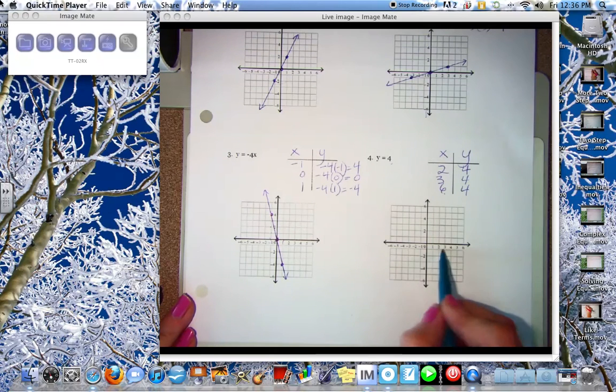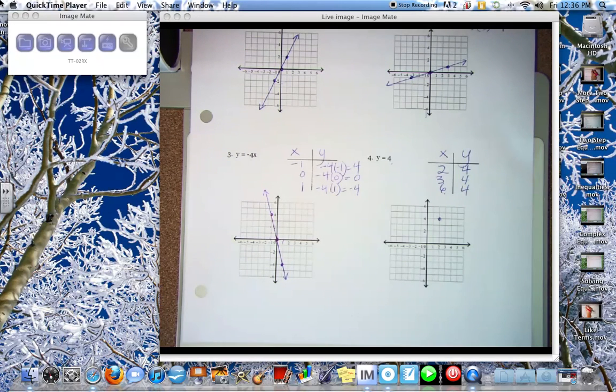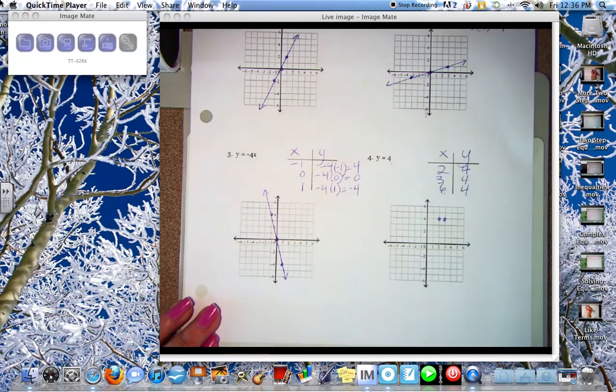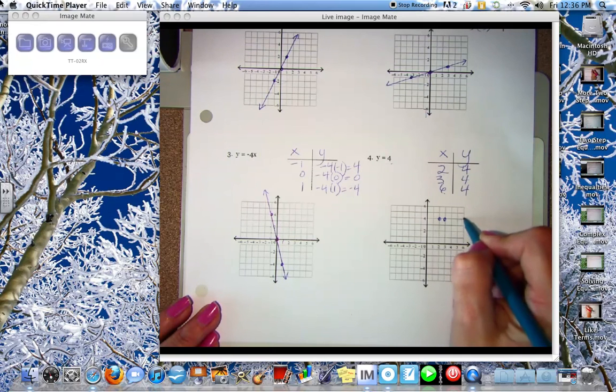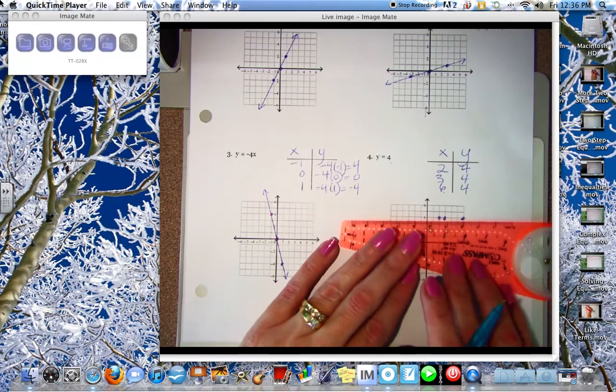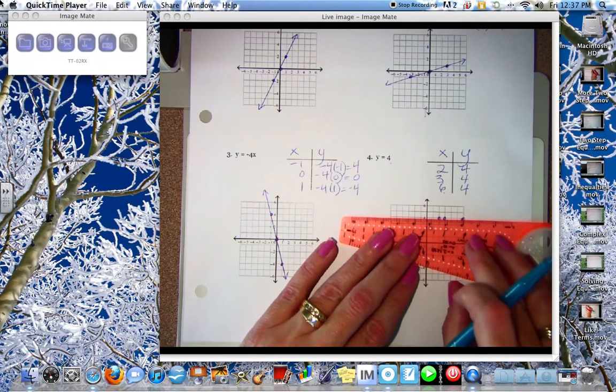I have 2 and 4. I have 3 and 4. And I have 6 and 4. So what's different about this line? It's not on 0. It's straight across. Yep, it doesn't go through the origin.